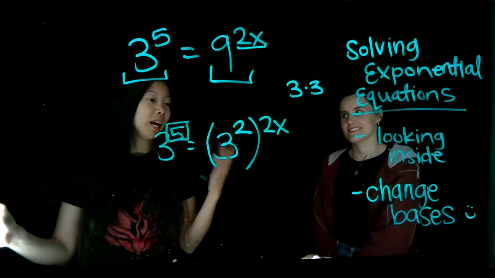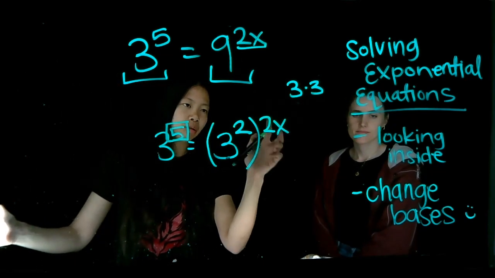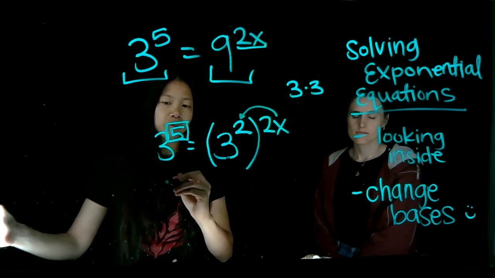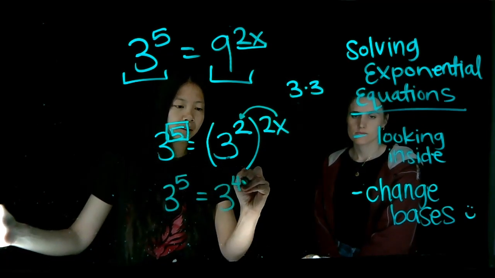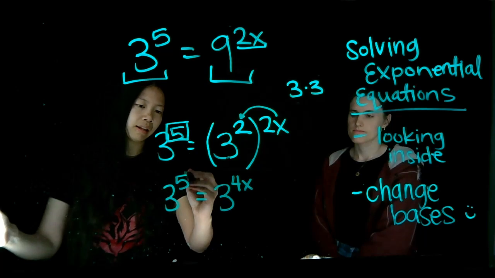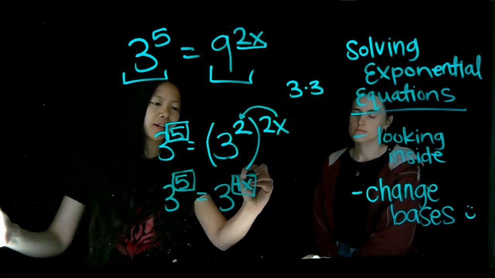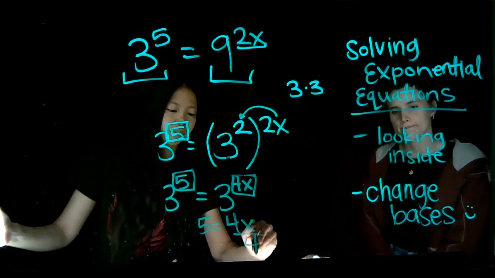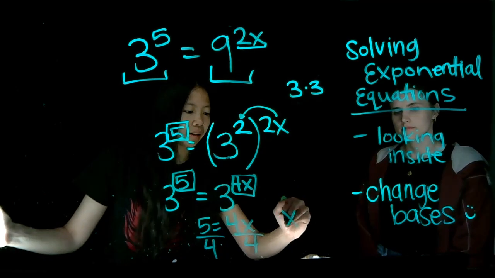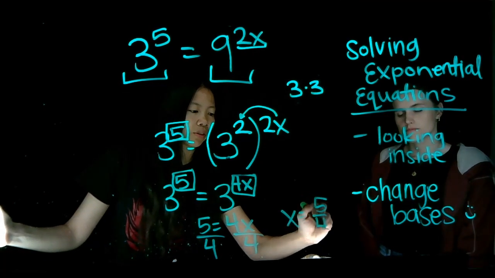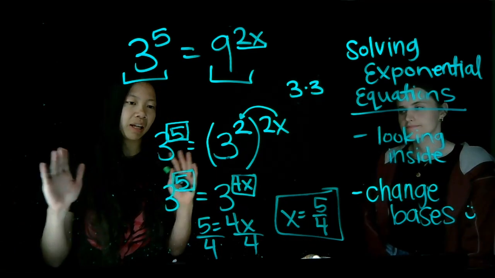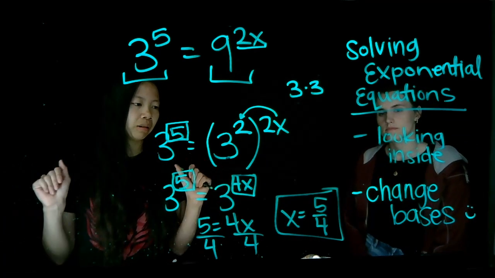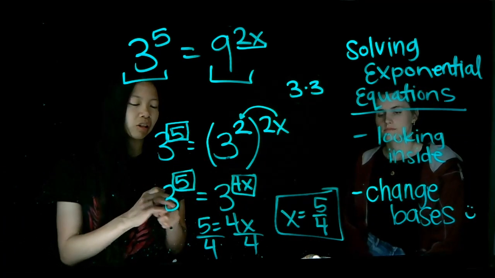If we remember our exponent rules, I can distribute this exponent here. And so this is the same as 3 to the 5th equals 3 to the 4x. And now I can look inside and say 5 is the same thing as 4x. And then we can divide both sides by 4. And we are left with x equals 5/4. And in Derivita, if you do get a fraction answer, you can just leave it. If you try typing it as a decimal, it might not say it's correct because you may have rounded your decimal.